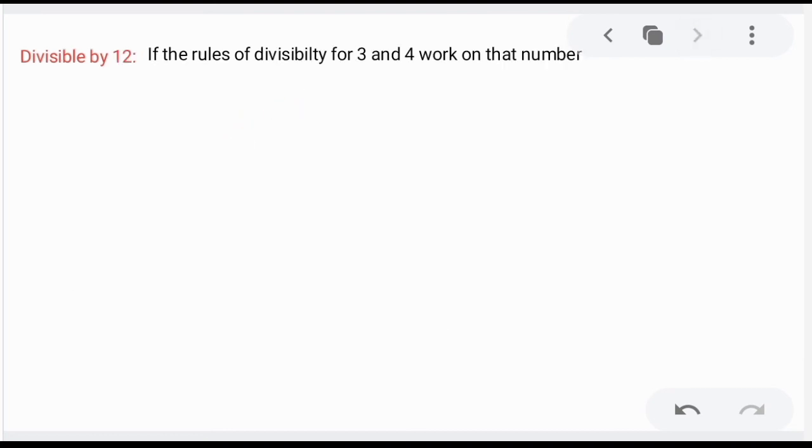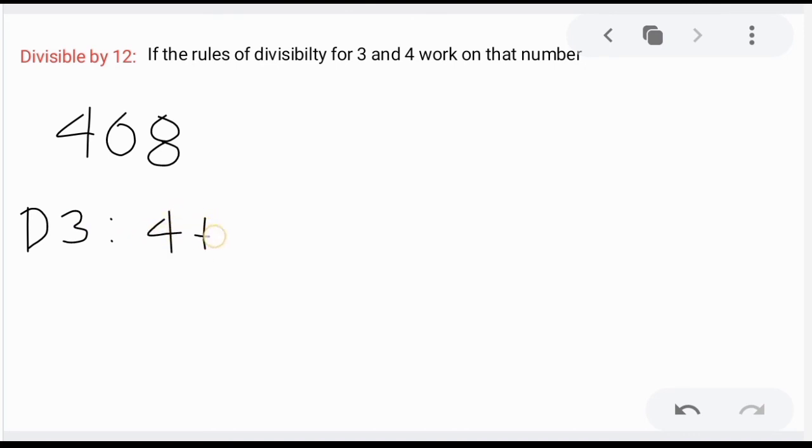Now, let's try divisibility rule by 12. It is stated that if the rules of divisibility for 3 and 4 work on that number. Now, let's try this example for us to understand this idea. So, we have 408 again. So, let's try first if it works on divisibility rule for 3. So, let's add all the digits of that number. We have 4 plus 0 plus 8, which is 12.